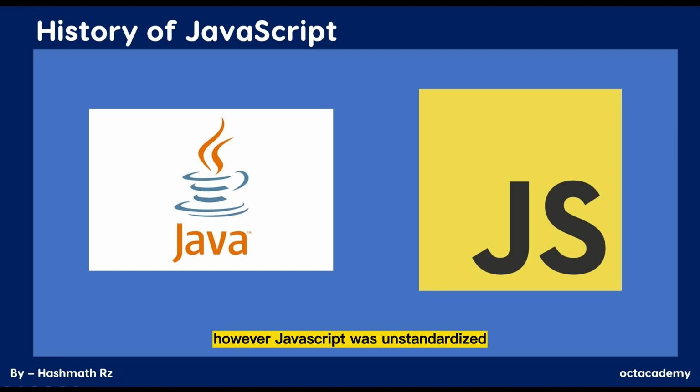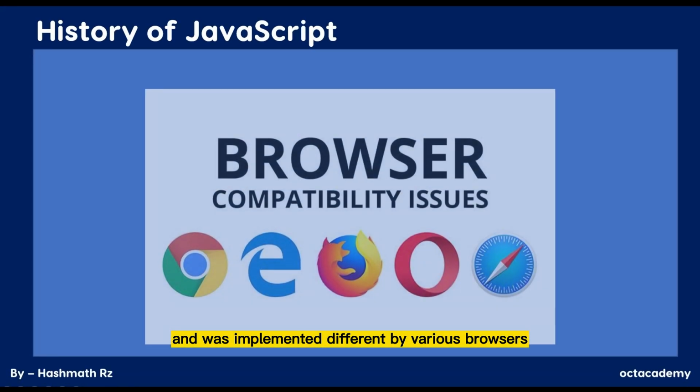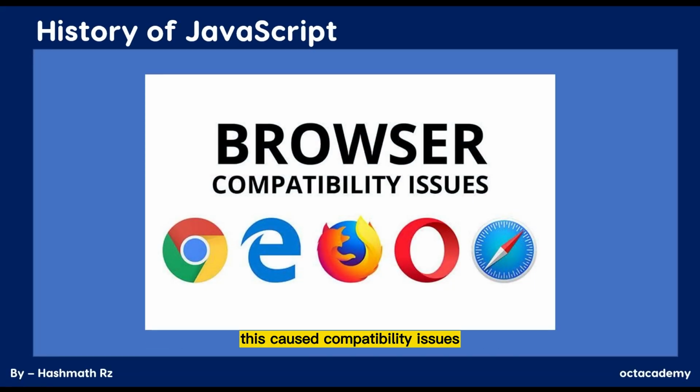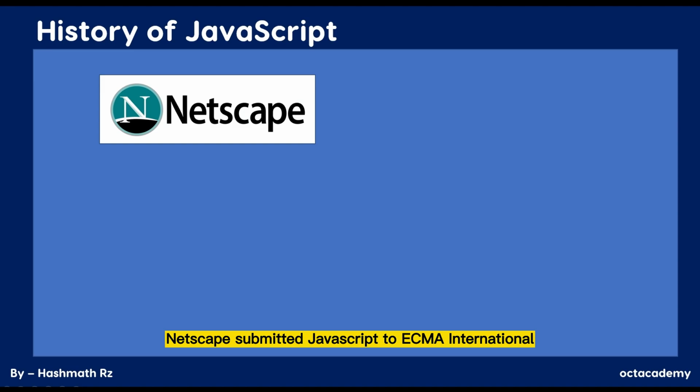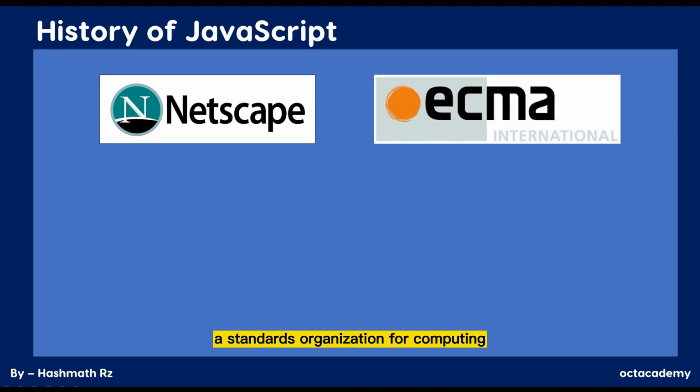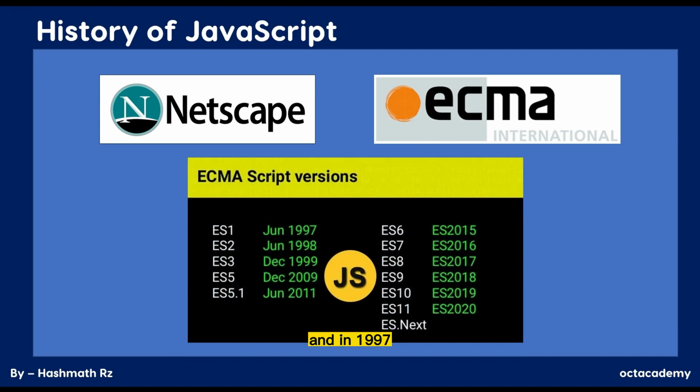However, JavaScript wasn't standardized and was implemented differently by various browsers. This caused compatibility issues, making it difficult for developers to write JavaScript code that would work across different browsers. To address this problem, Netscape submitted JavaScript to ECMA International, a standards organization for computing. ECMA International created a committee to standardize the JavaScript language, and in 1997 they released the first version of the ECMAScript standard, which was based on JavaScript.